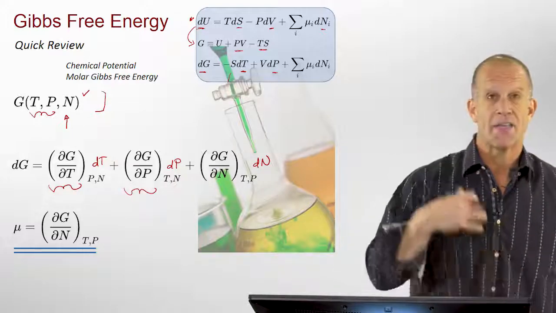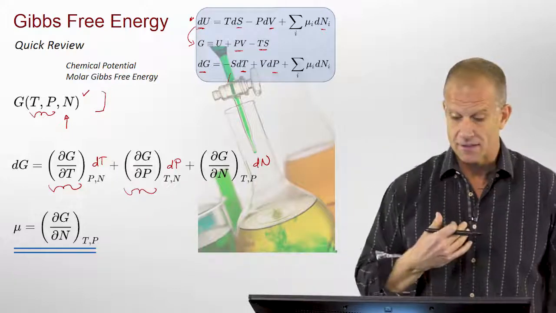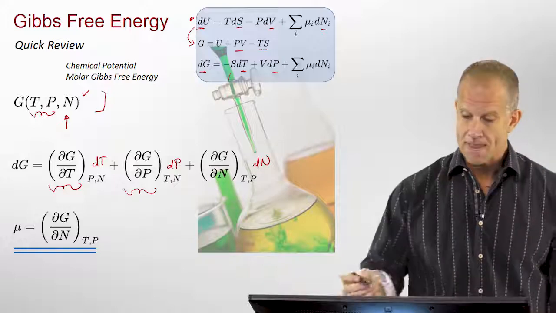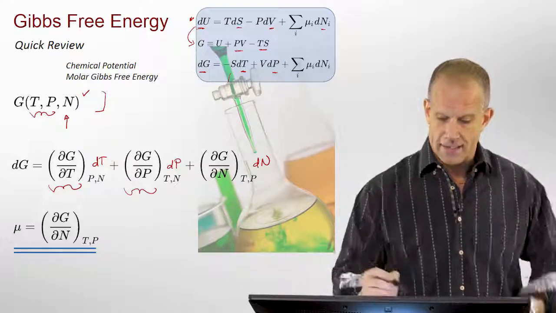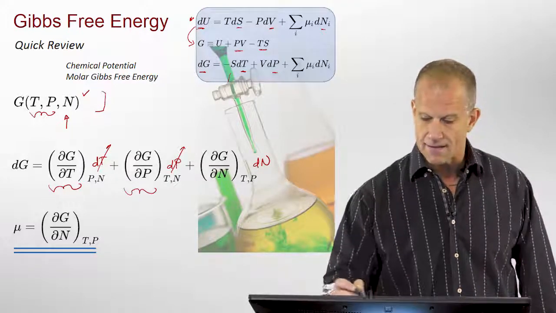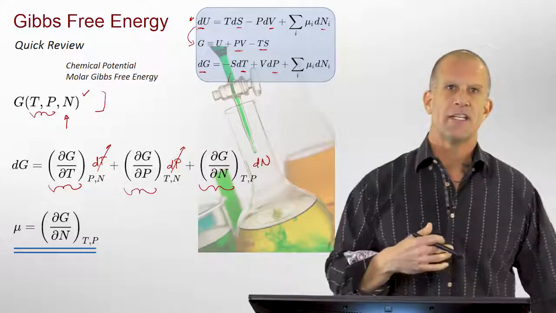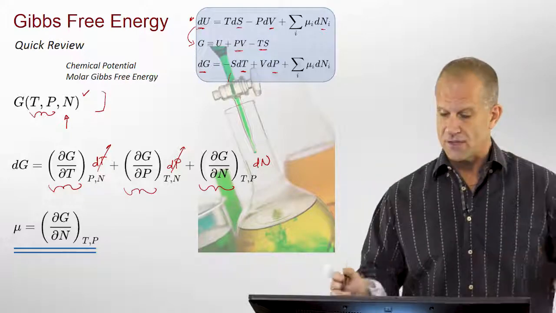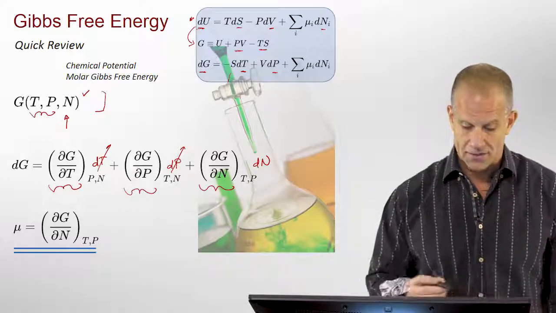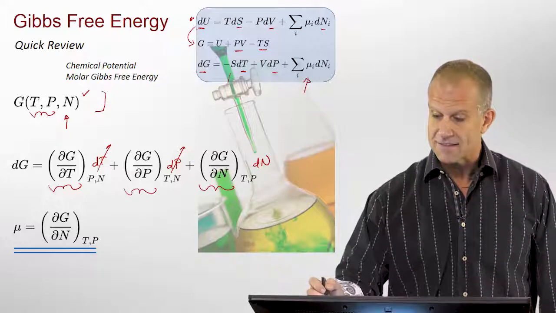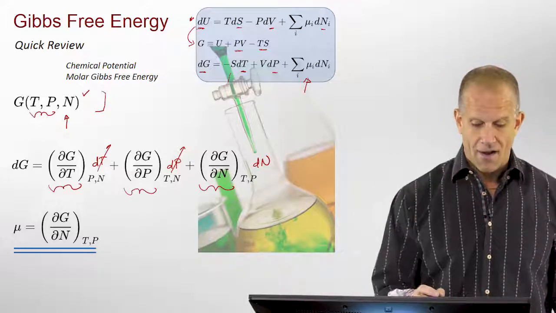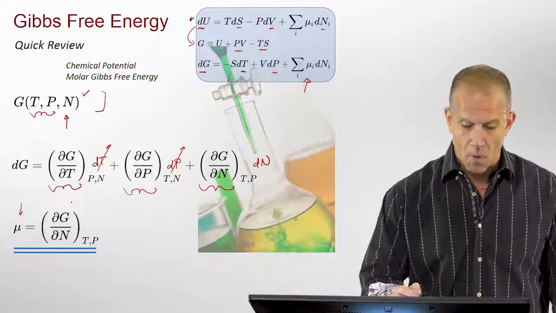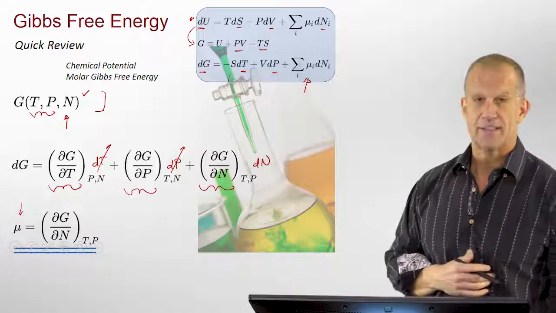This partial, how the Gibbs free energy changes with pressure at constant temperature and number of moles, is related to volume. And the one that we're going to really look at today, because we're often holding these constant, is how the Gibbs energy changes with the number of moles, how it changes with composition at fixed temperature and pressure. And that goes as the chemical potential. In fact, we often say that the chemical potential is the molar Gibbs free energy of a system.